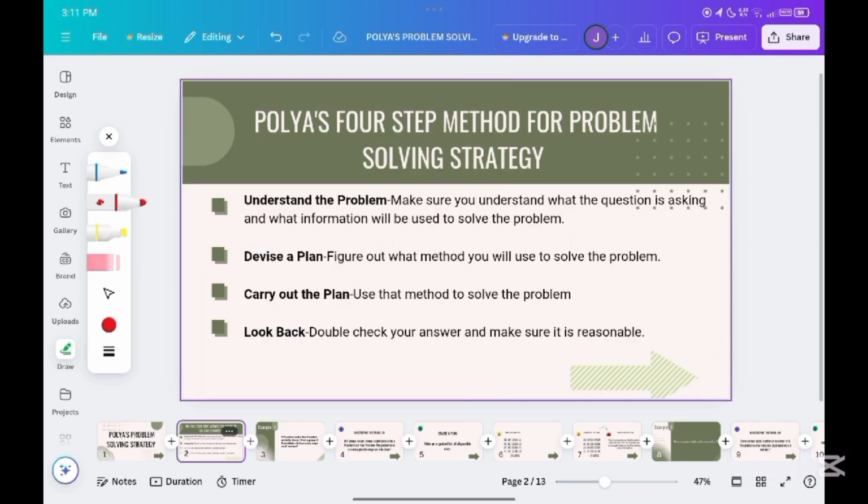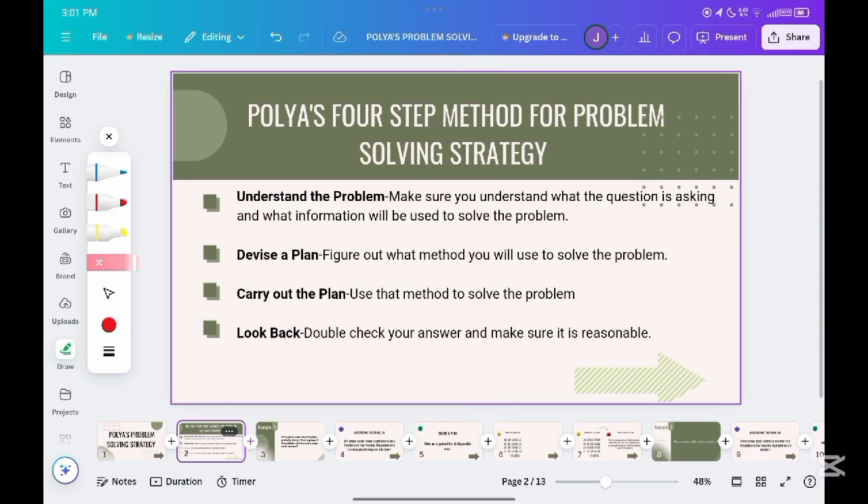First, let's discuss Polya's 4-step method for problem solving strategy. The first step is to understand the problem. Make sure you understand what the question is asking and what information will be used to solve the problem.